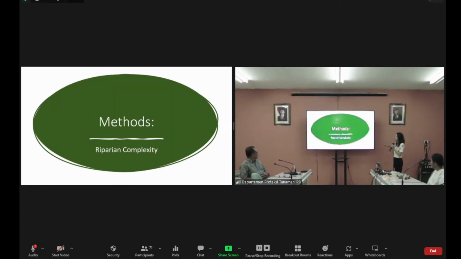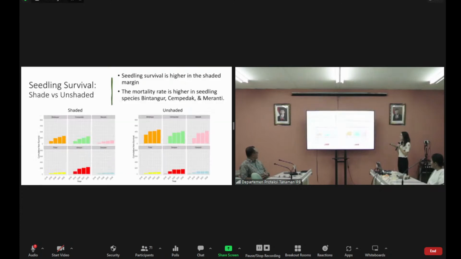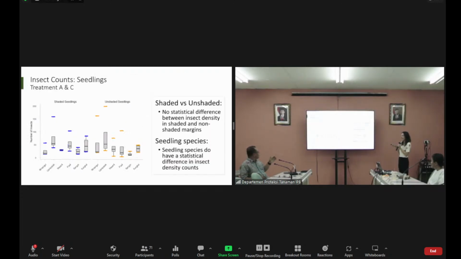For the box plots, which ones were you interested in? This one? Further back? Okay, so for this, it is the 6 seedling species that were used for those enrichment plantings in treatment A and treatment C. Basically the shaded, which has the mature palm oil in it, versus the unshaded where they were removed. What I've got here is the overall insect density count that we saw on each of the branch clippings that we did. When I looked at it between shaded and unshaded, I didn't find a statistical difference. But when I broke it down for comparisons between the seedling species, there was a difference between the species, and that was quite interesting for me.